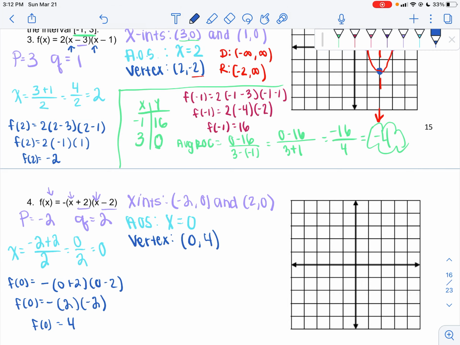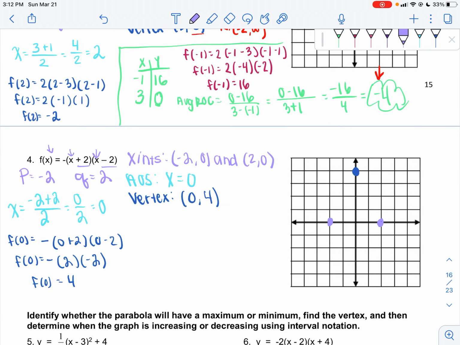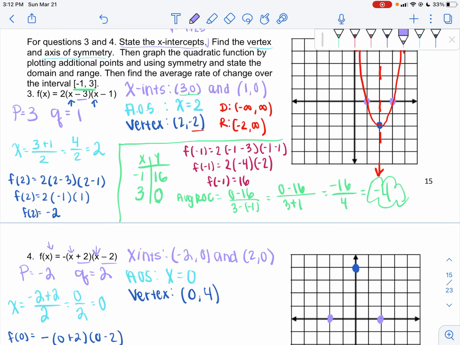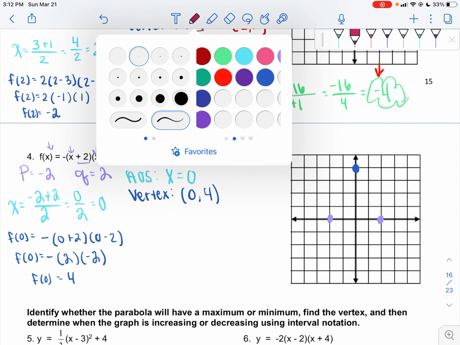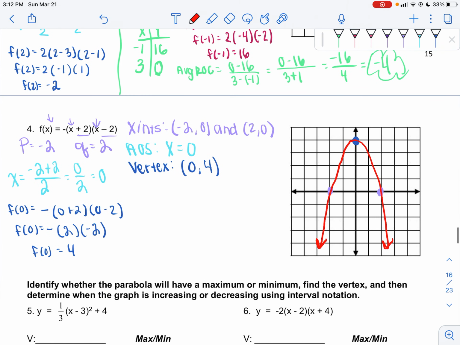So let's go ahead and plot the points that we have. So over 0, up 4. And then our x-intercepts. And notice how our parabola is opening down here, and we started with a negative in our equation. Up here on number 3, we had a positive a value and our parabola was opening up. So I'm going to connect this here. Okay, there's our parabola.